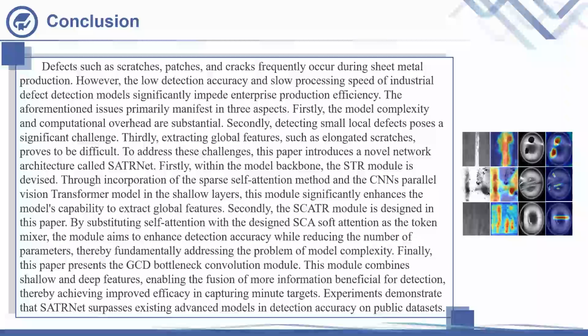This module combines shallow and deep features, enabling the fusion of more information beneficial for detection, thereby achieving improved efficacy in capturing minute targets. Experiments demonstrate that SAT-RNet surpasses existing advanced models in detection accuracy on public datasets.